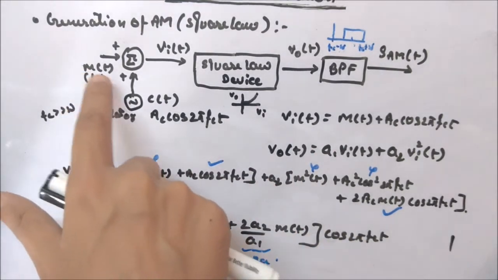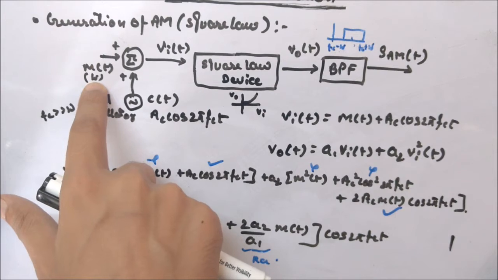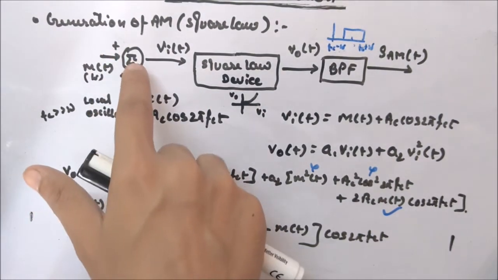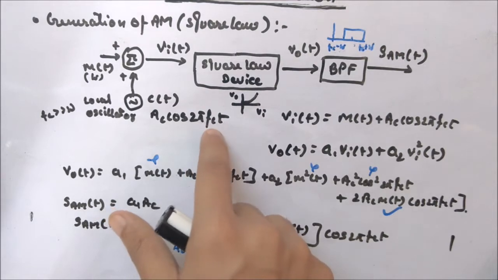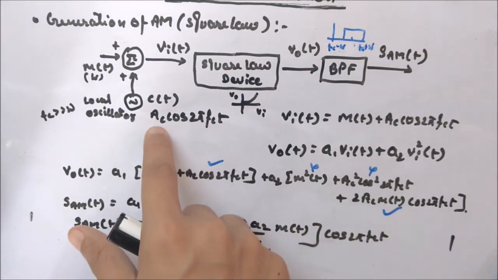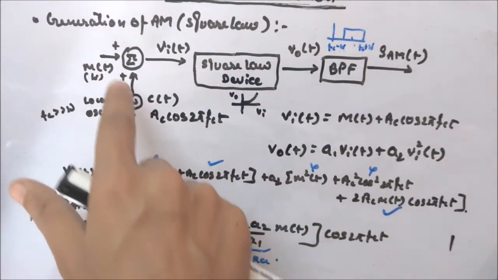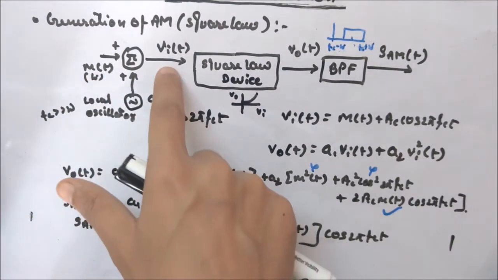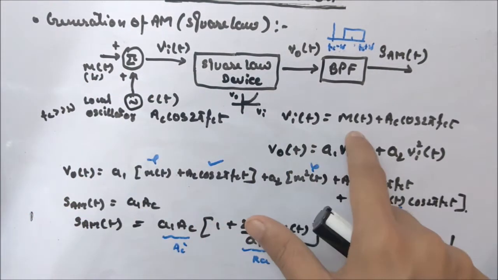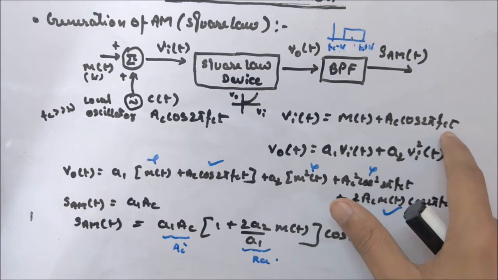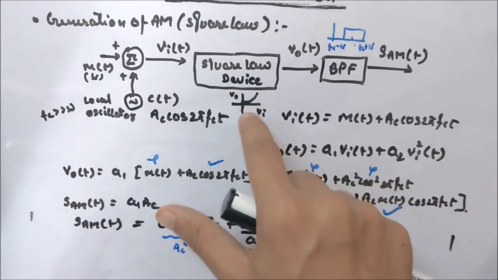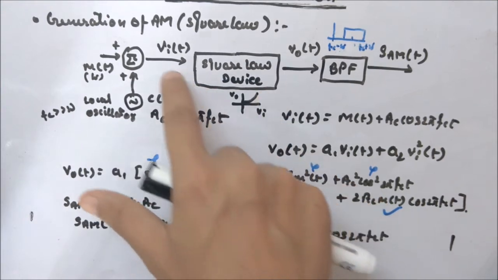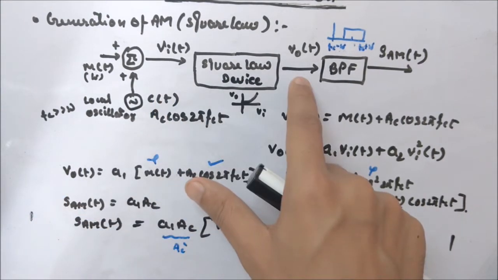You can see there is a message of bandwidth W coming here. This is the summer. This is a local oscillator producing a cosine wave with frequency Fc and amplitude Ac. This is added to the message, and we get Vi(t), which is m(t) plus Ac cos 2 pi Fc t. This goes to a square law device which has non-linear characteristics. Input is Vi(t), output is Vo(t).